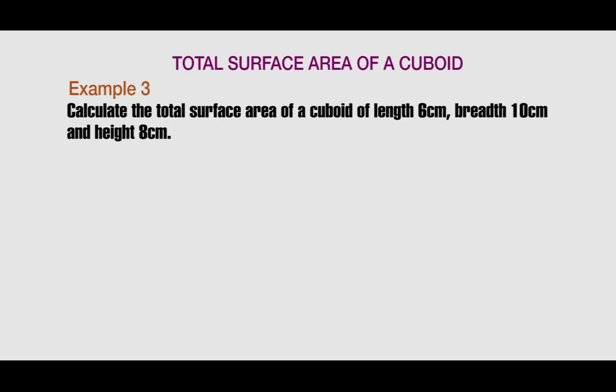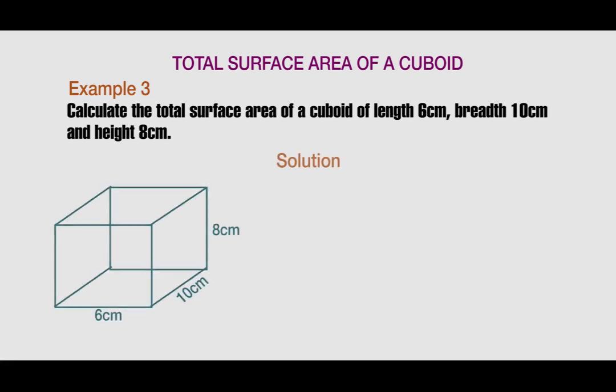Calculate the total surface area of a cuboid of length 6 centimeters, breadth 10 centimeters, and height 8 centimeters. Let's look at the solution. We first draw a diagram illustrating a cuboid of size 6 centimeters by 10 centimeters by 8 centimeters. Our formula is given as total surface area equals 2 multiplied by (xy plus yz plus xz).